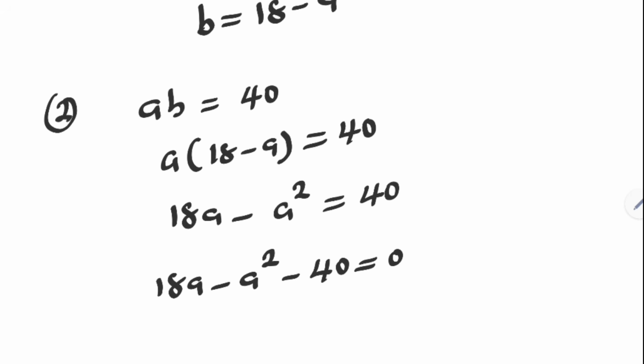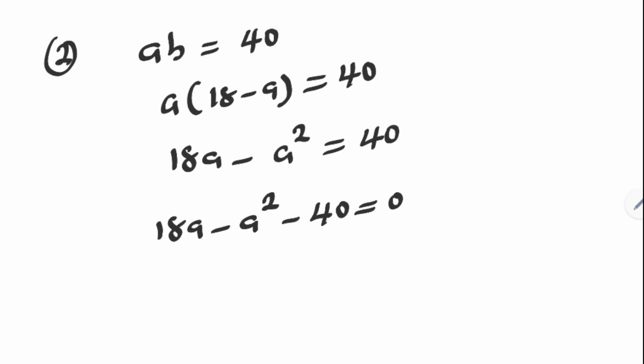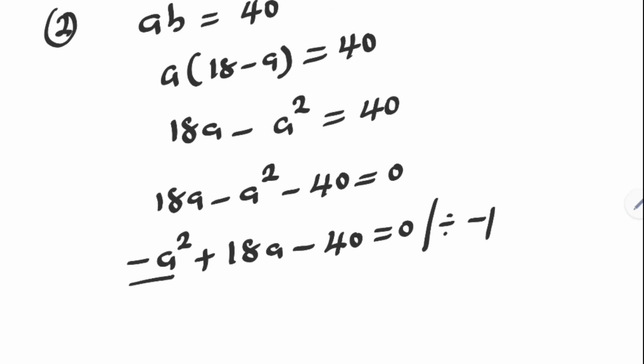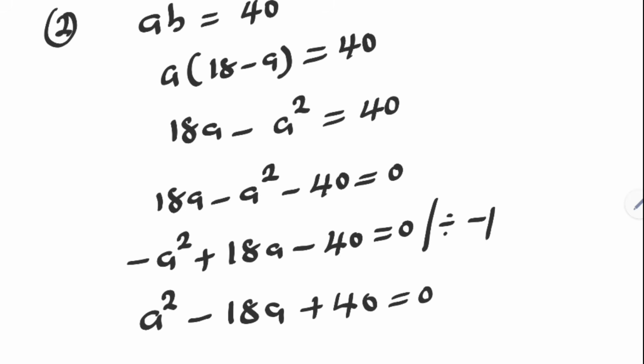Let us put this equation in standard form, starting from the power of A. We have minus A square plus 18A minus 40 is equal to 0. Now, let us divide the whole equation by minus 1. Negative A square divided by negative 1 gives A square. Positive 18A divided by negative 1 gives negative 18A. And negative 40 divided by negative 1 gives positive 40 is equal to 0.